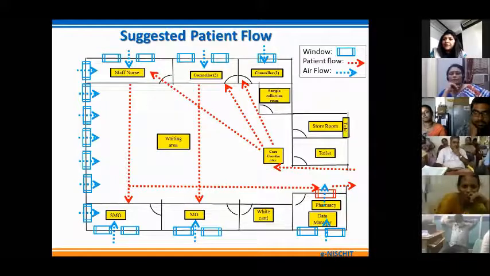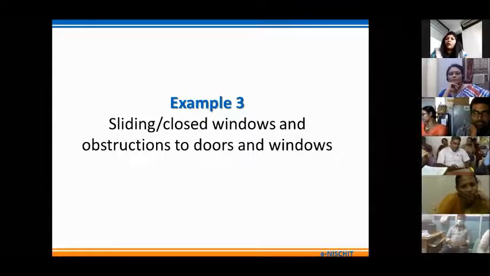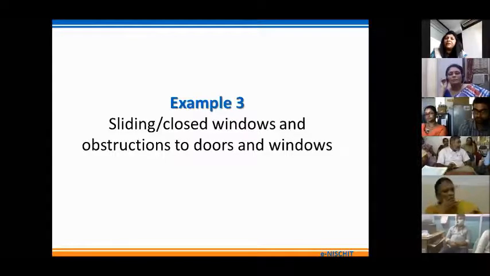Next slide, please. Yes. The third example is about sliding or closed windows. Sometimes we have seen that the windows are just broken, blocked, not openable, and then there are sometimes a lot of obstructions that we see placed on the doors and windows. Next slide, please.